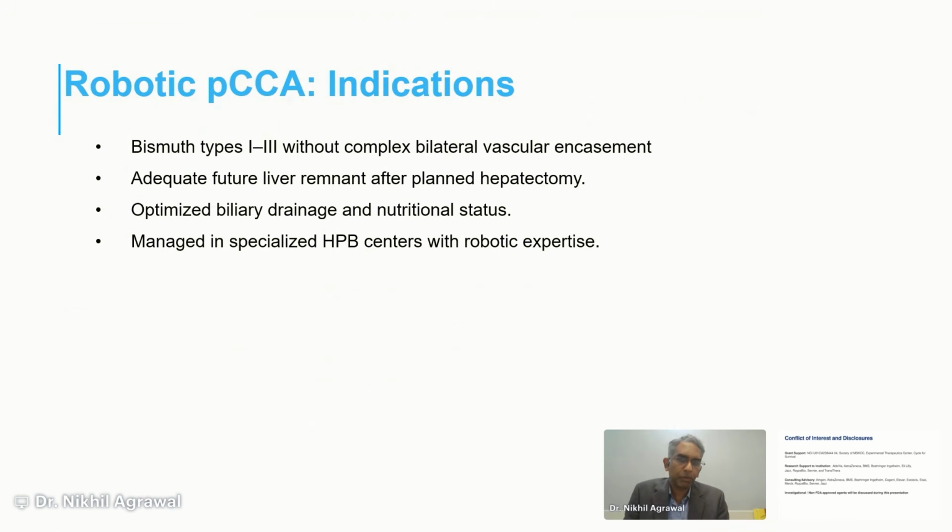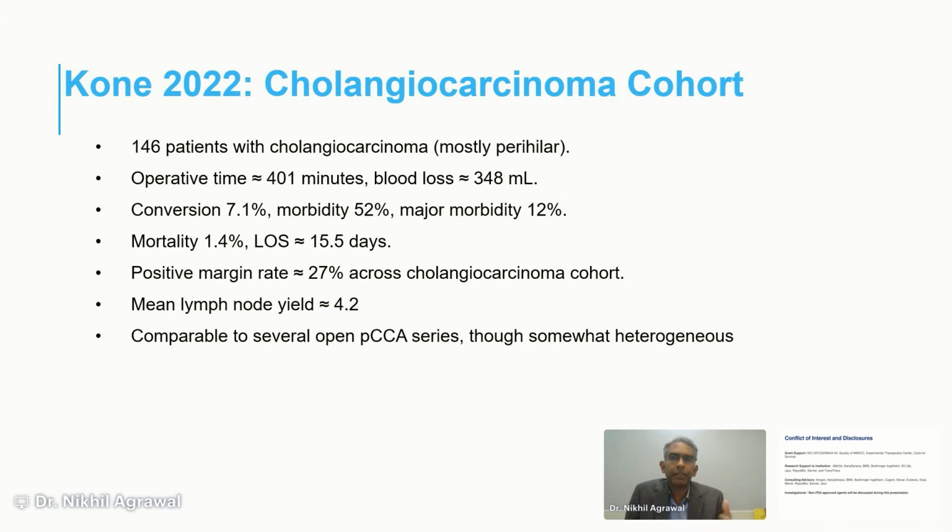When it comes to robotic perihilar cholangiocarcinoma resection, we should choose patients who are not very advanced, where there is no vascular involvement, and they are Bismuth 1, 2, 3, without bilateral involvement. With adequate future liver remnant, we have to do biliary drainage before that. The patient's nutritional status has to be optimized, and it has to be done in expert centers.